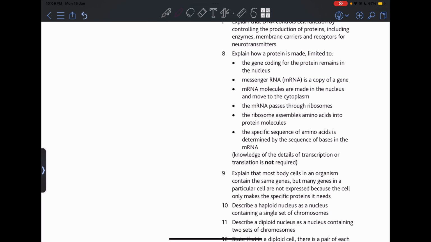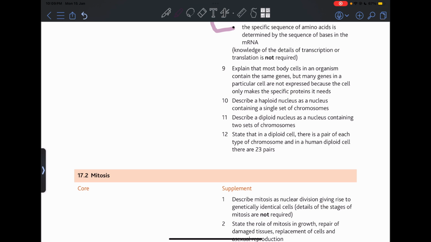So this is very, very important. You have to memorize all of this. You have to also understand it. This is the process of how a protein is made. As I said in the previous chapters, energy is used to make protein, and also the protein is made in the nucleus. So these are important things you have to know about this process.